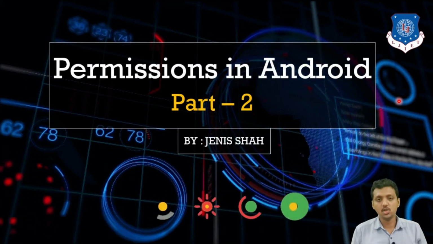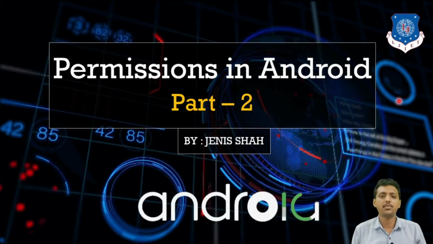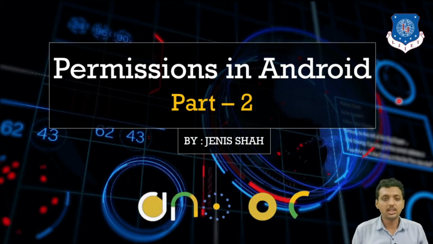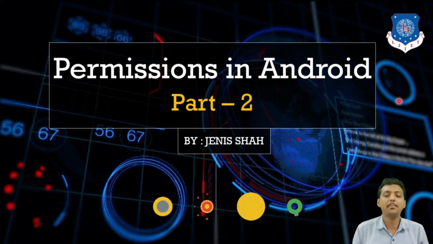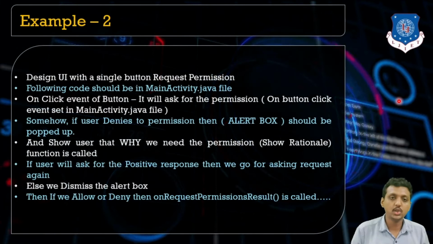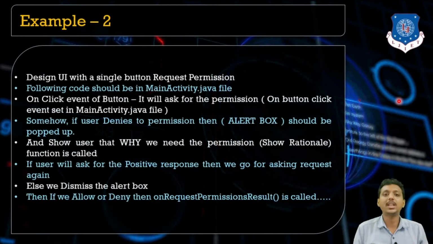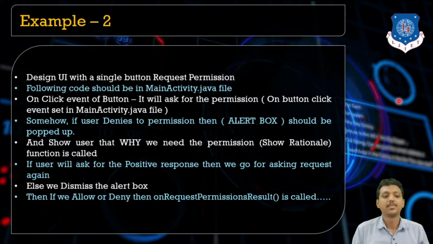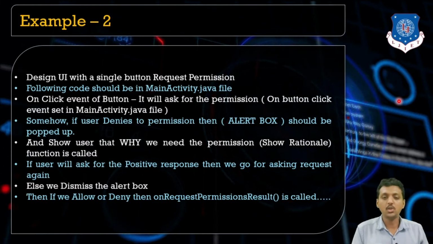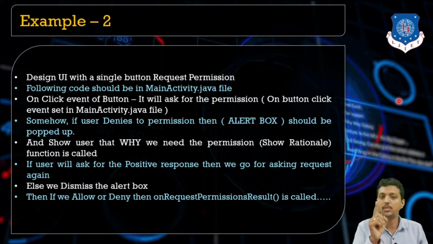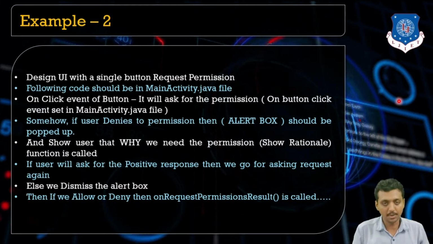In our previous session, we talked about some theory of the permission runtime workflow, and then we'll talk about an example of the permissions. Now, in this session, we are going to show you how we can implement the rationale in the alert dialog box. So, in today's lecture, students, we are going to develop a UI with a request permission button. Today we have only one button that is asking for the permission from the user.